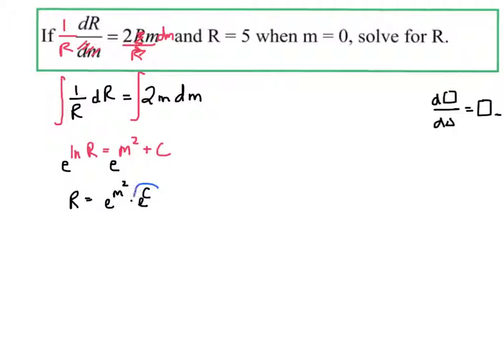Now remember, e to the c, this is just another constant. So I could write this as r equals a constant multiplied by e to the m squared.